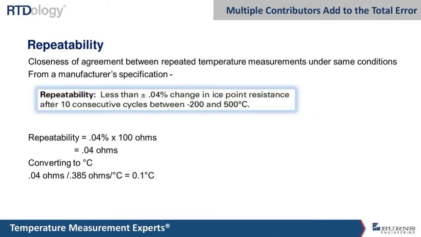Normal repeatability is usually expressed as a change in the ice point resistance, kind of as a percentage. This example shows 0.04 ohms. Pretty typical. I think what you'll find between manufacturers is it's going to be roughly in this area.